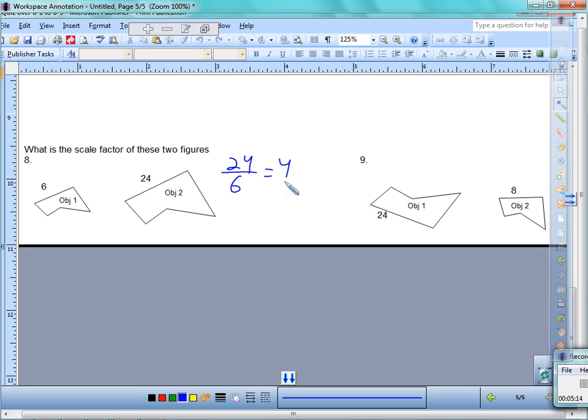Question number 9, same deal. Side of object 2 over side of object 1. Reduces down to 1/3. Right? Scale factors can be fractions. In fact, we know if something is getting smaller, then it's going to have a scale factor of something less than 1. It's actually a very important part of dilations when we start looking at that idea of enlarging or reducing. If we're reducing, we're having a scale factor of something less than 1.